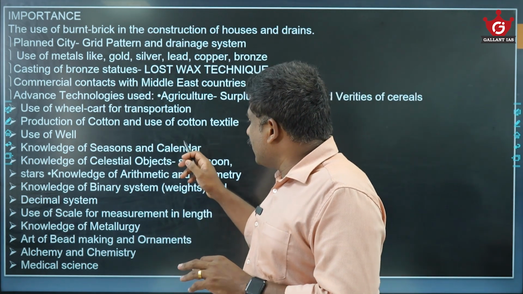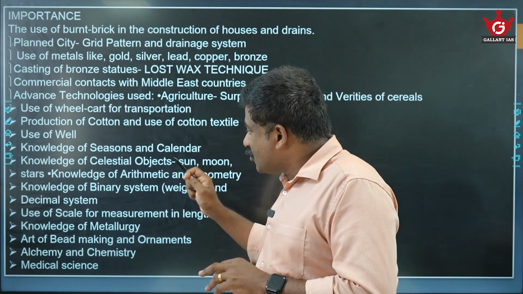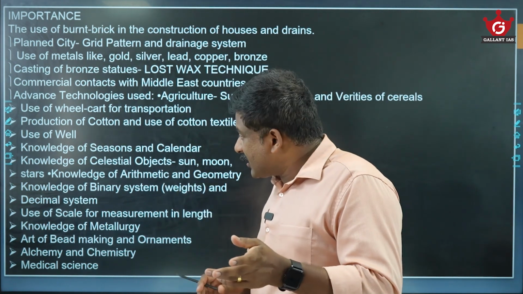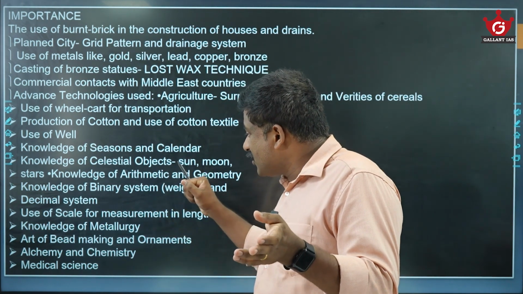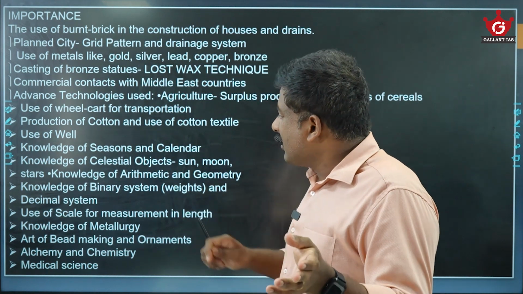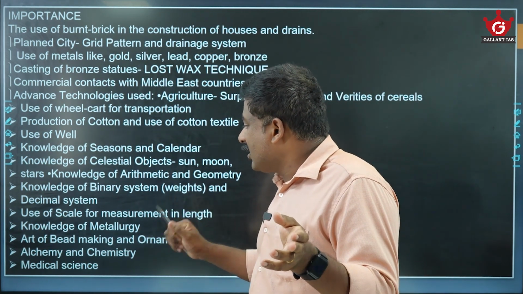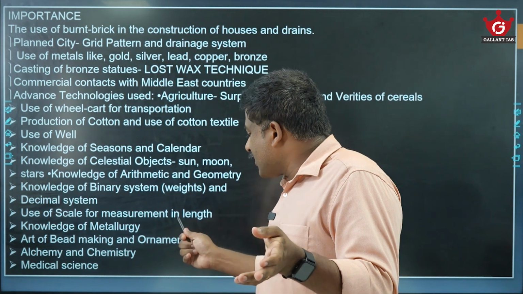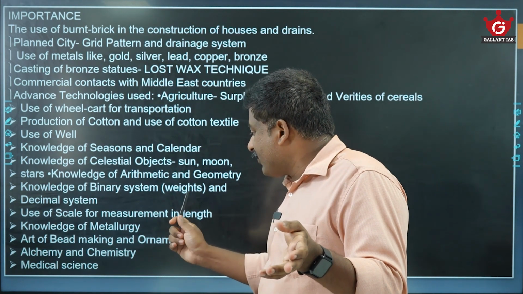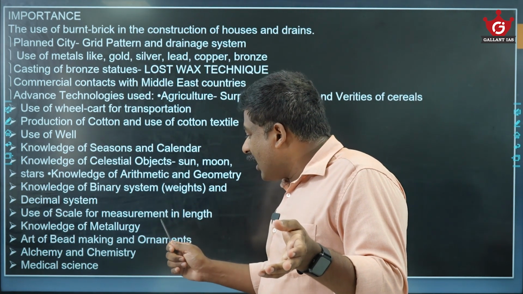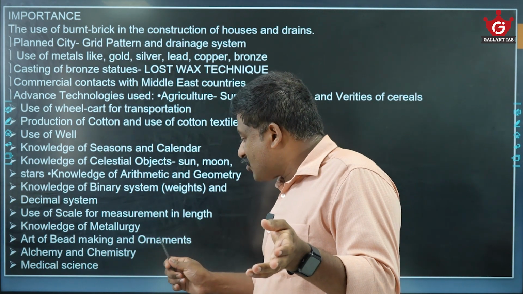They say cotton trade they followed, cotton textiles they had, use of wells, knowledge of seasons and calendars, uniform weights and measures, and they had an idea about celestial bodies. Then arithmetic and geometry, the binary system, the decimal system, and use of scales for measurement, knowledge of metallurgy, the art of bead making, alchemy, chemistry, medical science.